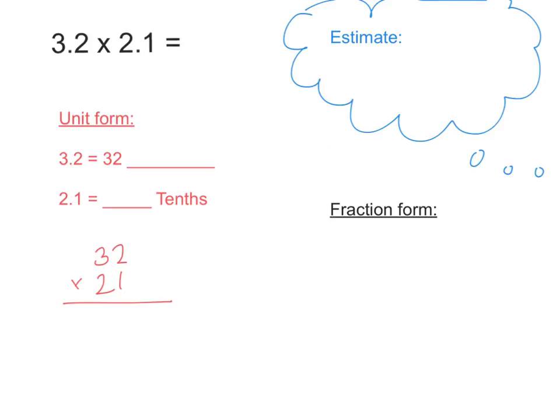We have 3 2/10 times 2 1/10. Write that down. 3.2 times 2.1. Now, before we even solve it using any method at all, let's estimate.